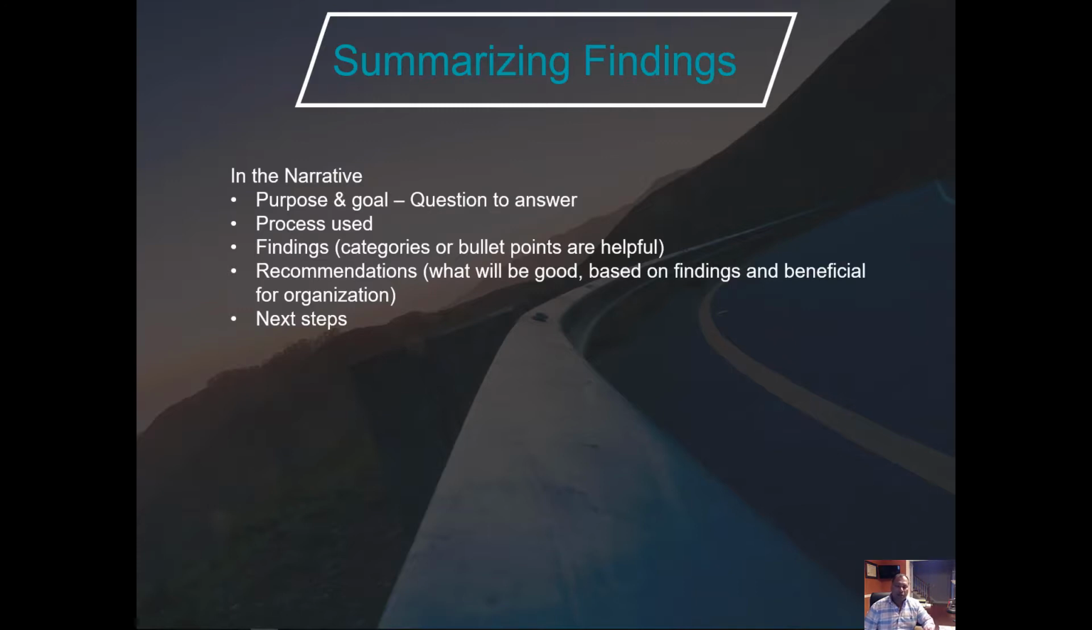So I have divided it into two. Imagine that you have to write a report, which in this course, that is the case. So in the narrative, you're going to add the purpose and the goal. What are the questions, or what is the main question, the overall question to answer? What process you used to answer that question? And then your findings, right? So we've been talking about that: categories, bullets, overarching themes, etc. Anything that is helpful. And then once you have done that, your recommendations.